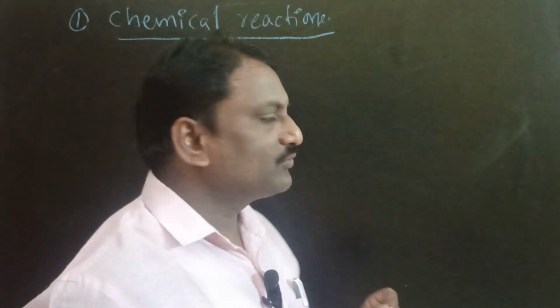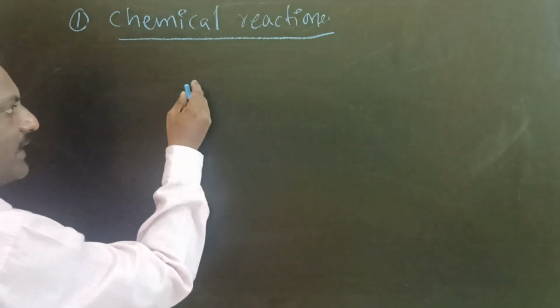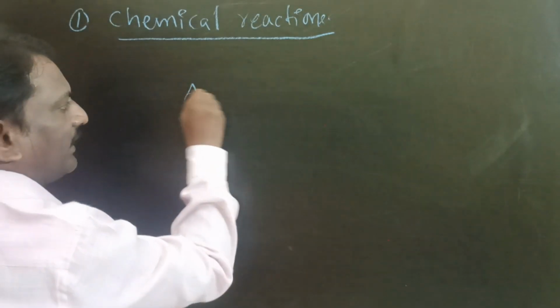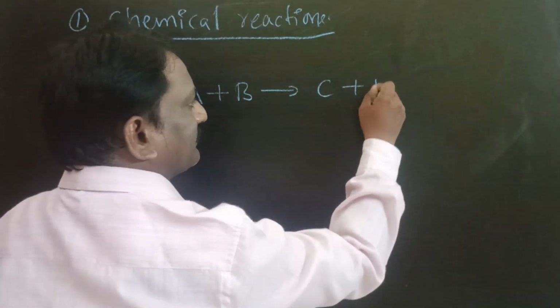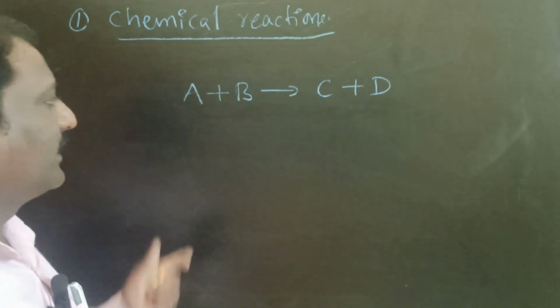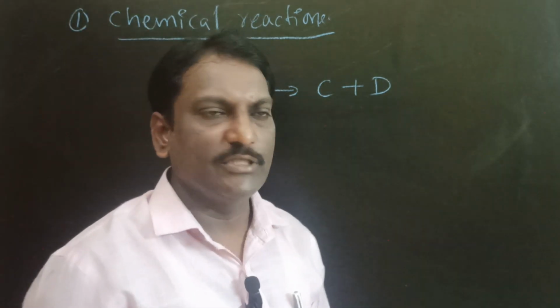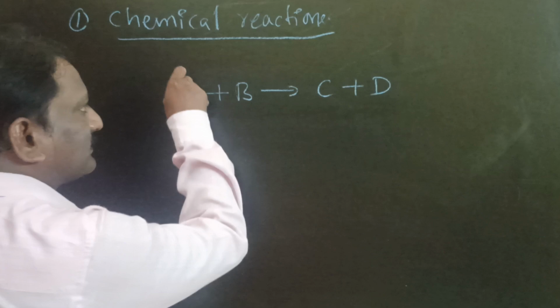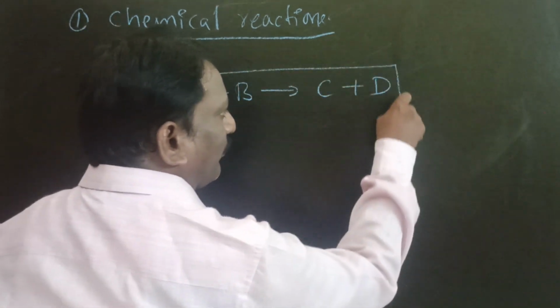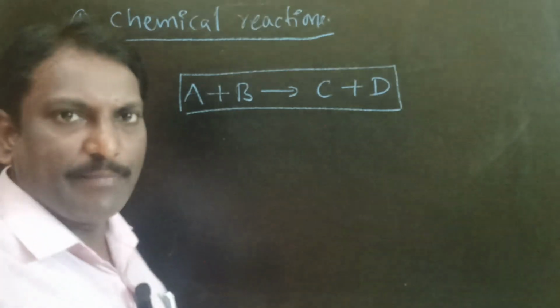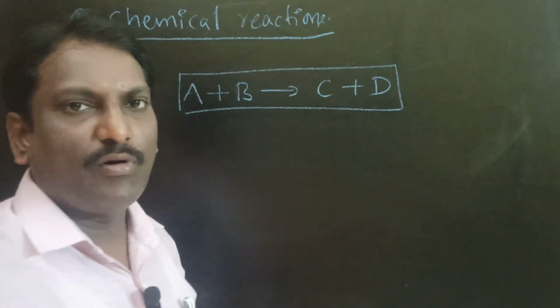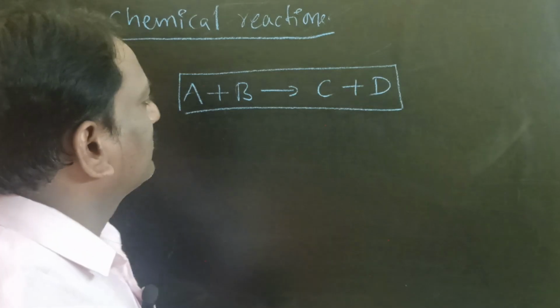So let us consider this reaction. Let us assume A reacts with B to give C plus D. This formation of C plus D by the combination of A and B is called a chemical reaction.